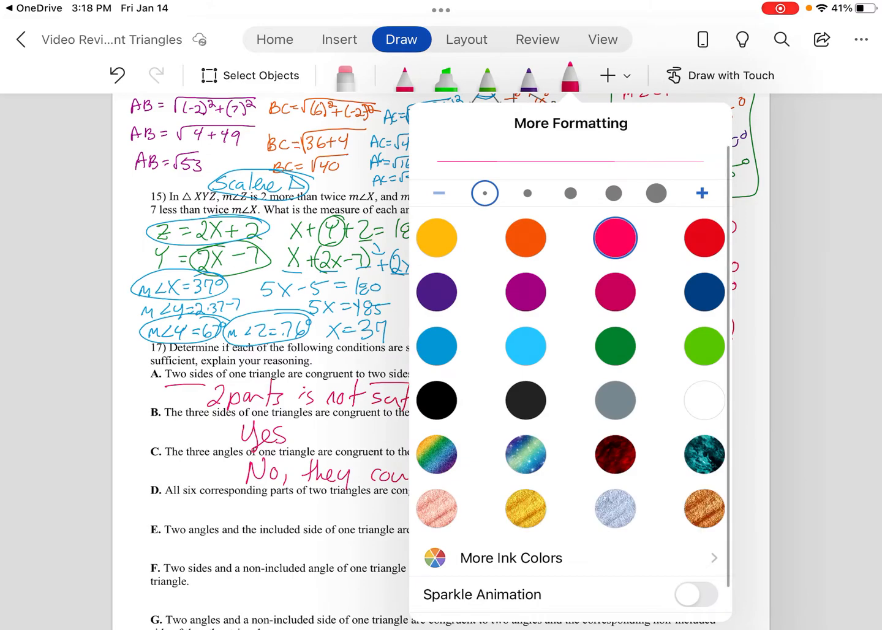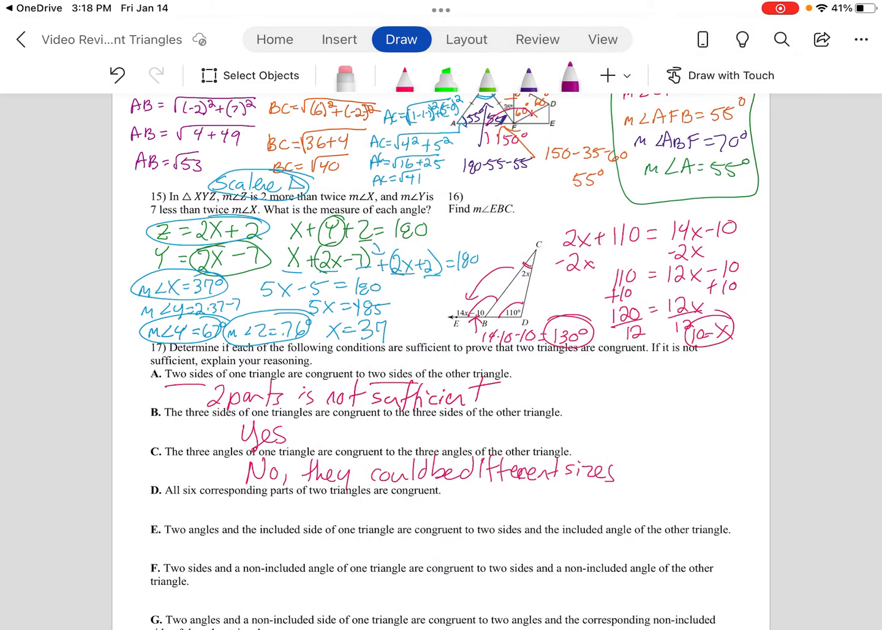Hoping you're not copying this, because if you have everything that I have written word for word, you guys should be writing it on your own.